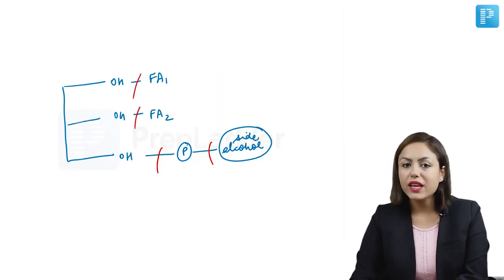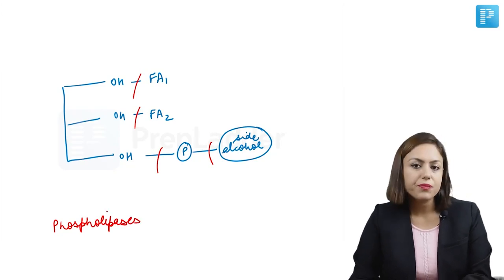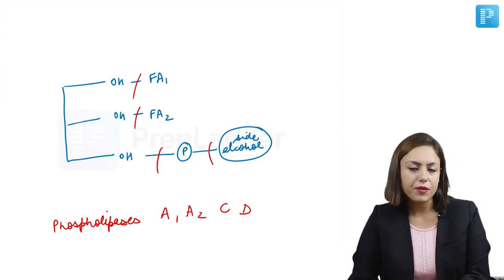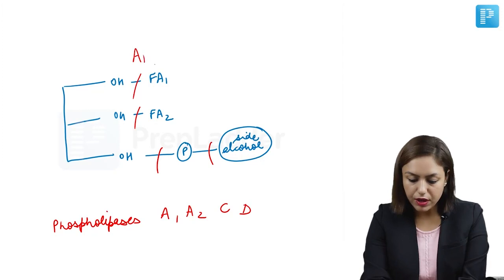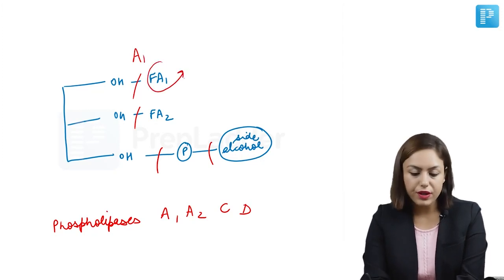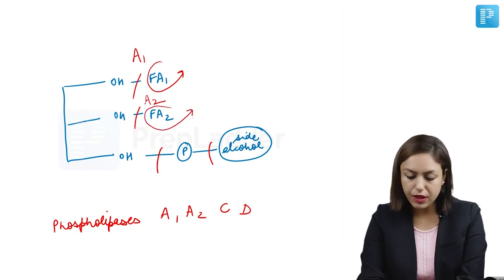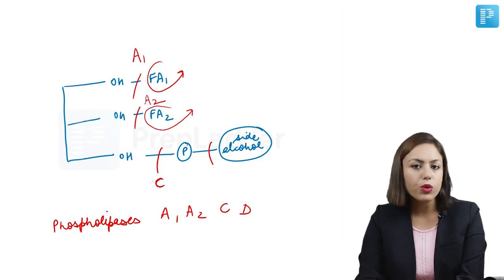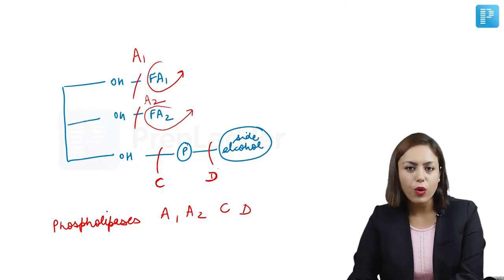Then what are the enzymes which break down phospholipids? Enzymes are known as phospholipases. We have A1, A2, C and D. It's very easy. In sequence, A1 will cut here and will release the first fatty acid. Phospholipase A2 cuts here and releases the second fatty acid. Phospholipase C cuts here before the phosphate bond. Phospholipase D cuts here after the phosphate bond, right?